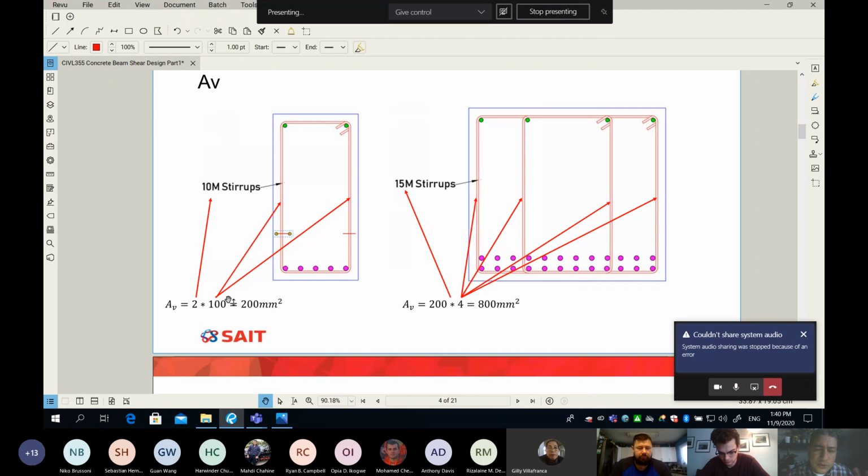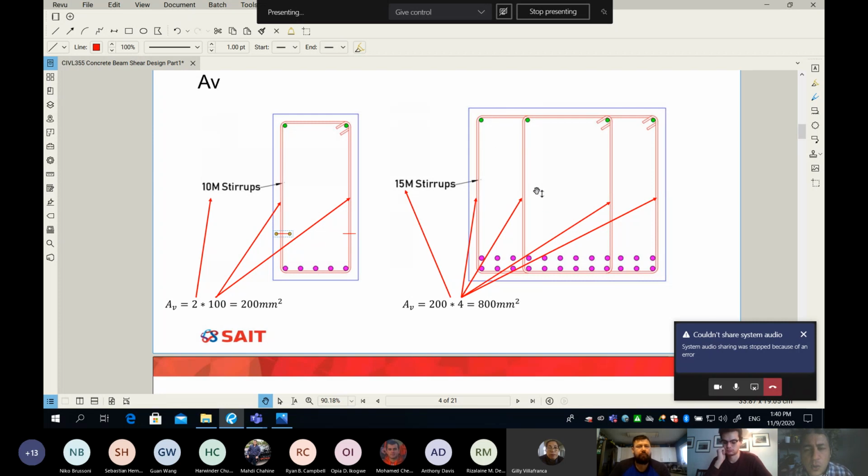It's supposed to be the opposite. I think I did this on the right side, but I'll correct this one and re-upload. So the 10M has 100 millimeter square, and you can see we have 2 legs, which means my AV here is equal to 200. So I need to multiply my 200 times F feed, which is 400, times 0.85.